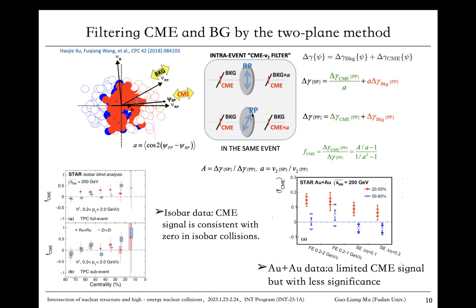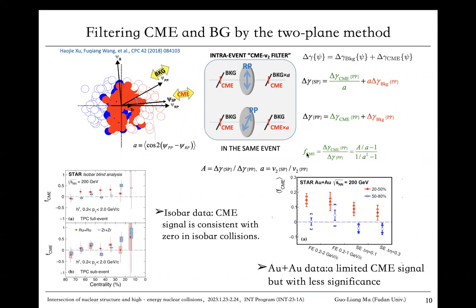The participant plane is more sensitive to the background, the elliptic flow. So if we measure the signal relative to the participant plane, we get the whole background entirely, and the CME is reduced by a factor A. We can assume the total observable has two components, one is background and the other is CME. So we have two signals, and we have a system of two equations, and we can solve them.